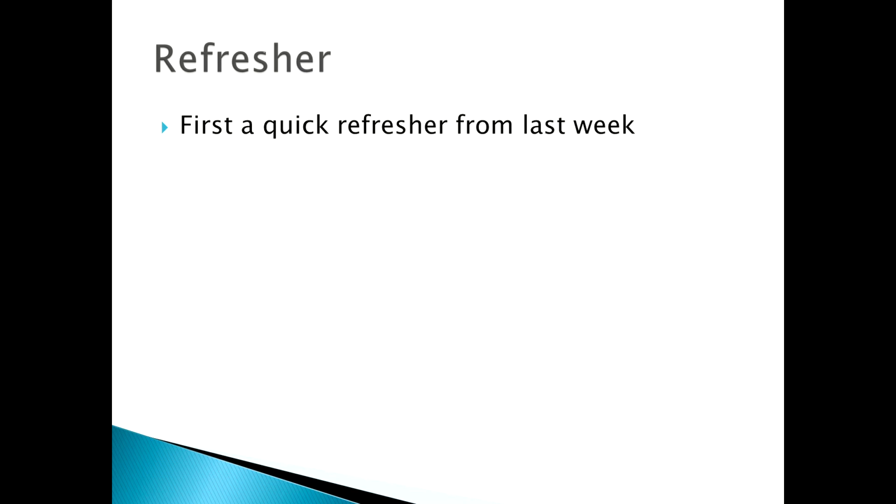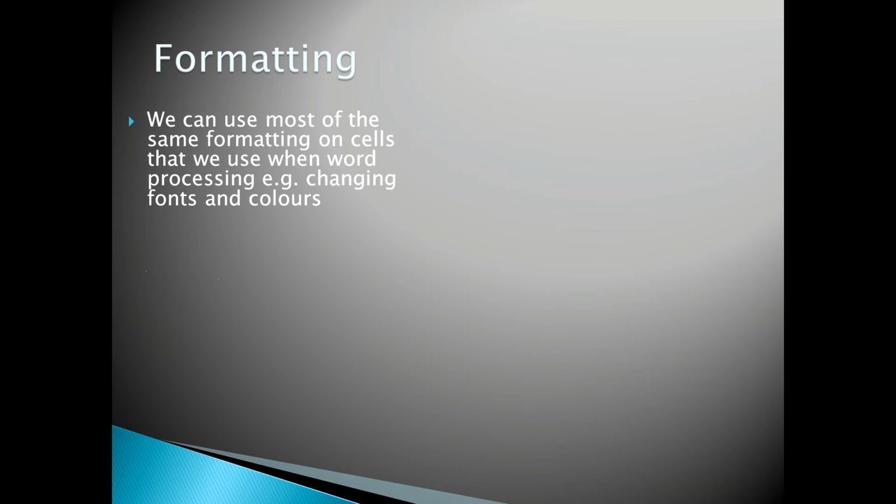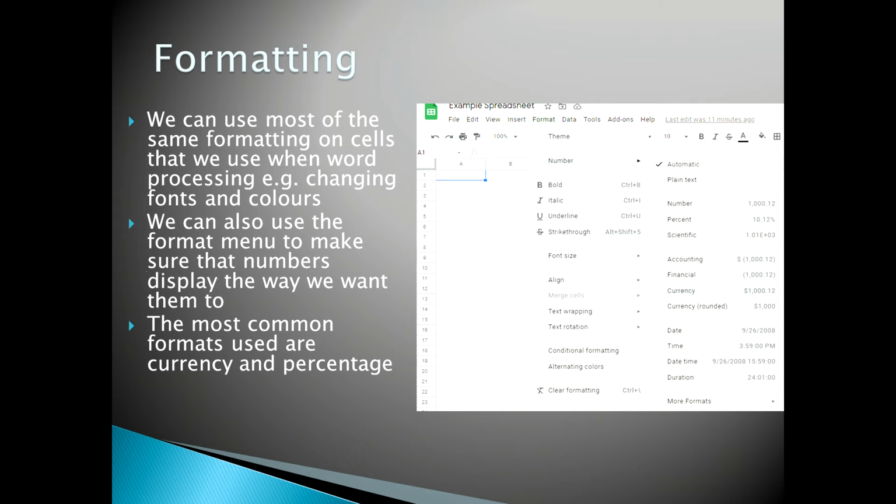A quick refresher from last week because we're using a lot of the same skills. We can look at formatting. So that's when we're changing the appearance of the information we've got, and the one we're going to be using is currency. So we're changing our numbers into money, and you'll find that inside the format menu, down to number and down to currency here. If you check the YouTube video from last week, you'll see there's another way of doing that as well.